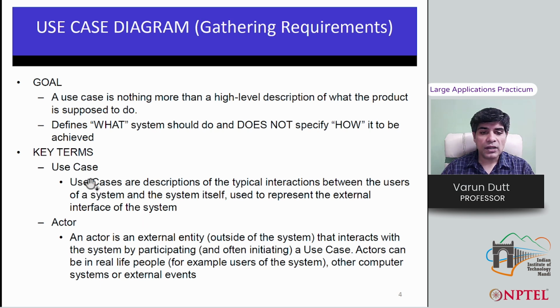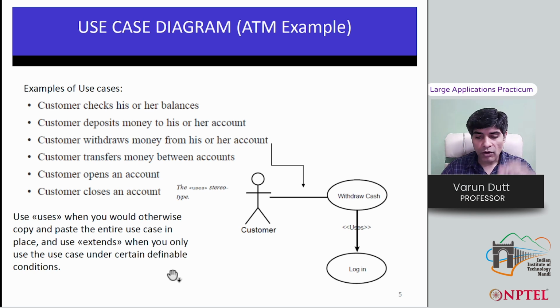Particularly, a use case refers to the description of the interaction between users of the system and the system itself. An actor is an external entity, outside the system, that interacts with the system by participating in a use case. Actors can be real-life people, for example users of the system, or other computer systems or external events. Here is an example of an ATM use case where a customer can check her balance, or deposit money in his or her account, and such kinds of use cases may exist.